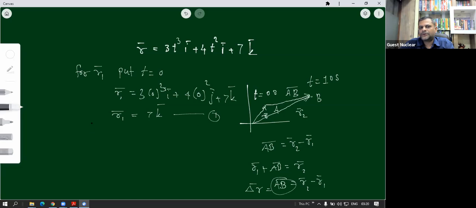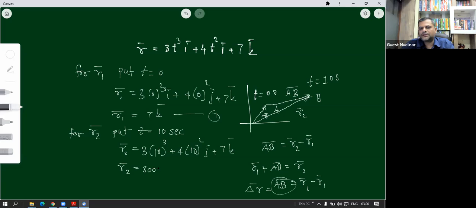And now for r2 bar, in order to find out r2 bar, you have to put t equal to 10 seconds in the same equation, so that we get r2 bar equal to 3 times 10 cube I bar plus 4 times 10 square into j bar plus 7 times k bar. Which is going to be r2 bar equal to 3000 into I bar plus 400 into j bar plus 7 times k bar.